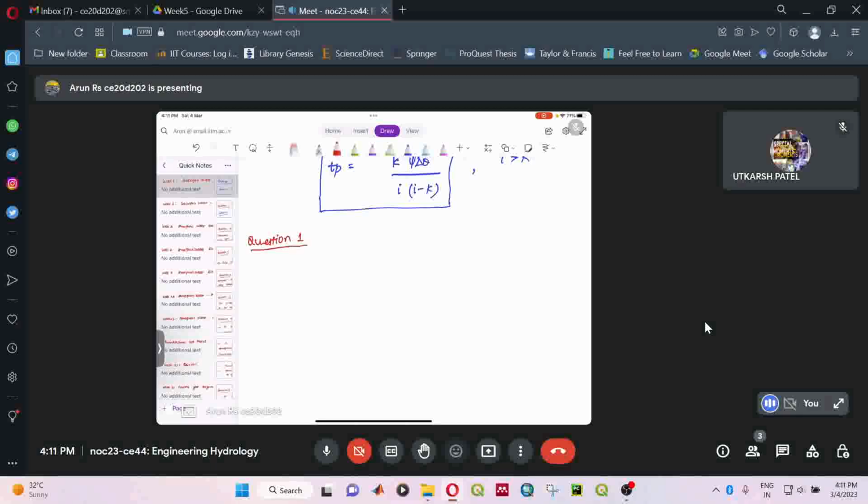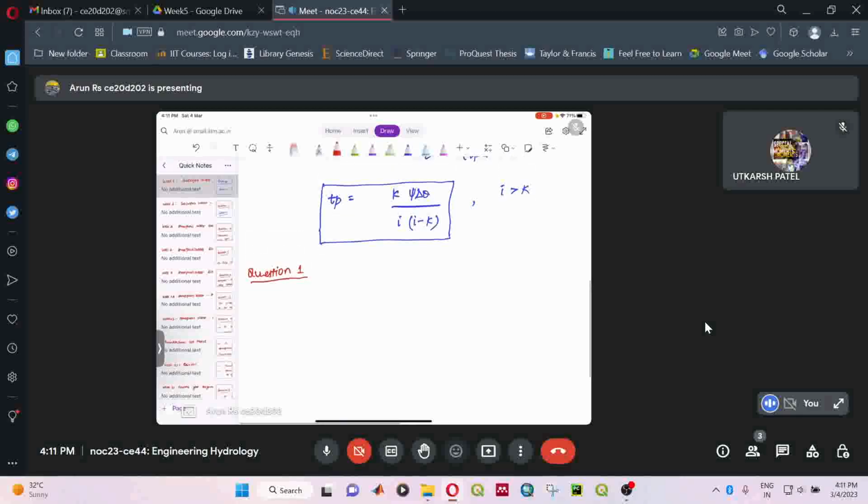So first we'll be estimating the parameters which are required for calculating the cumulative infiltration depth for each time period. So we need to estimate what is psi delta theta first.